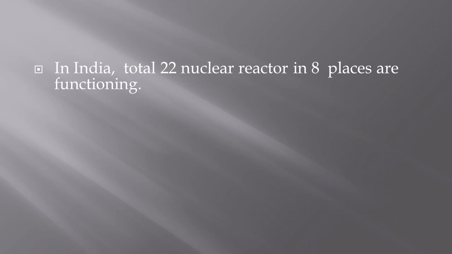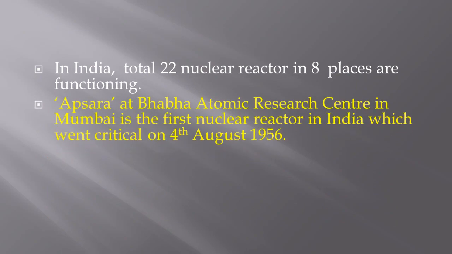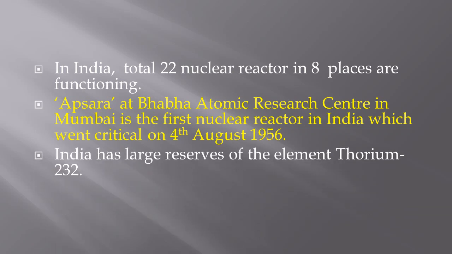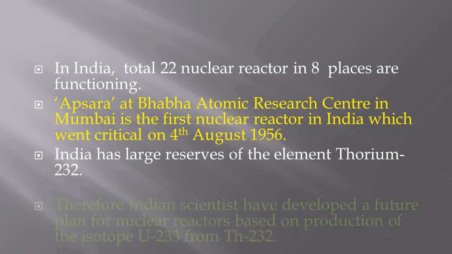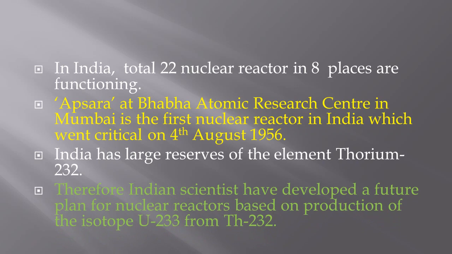In India, a total of 22 nuclear reactors in 8 places are functioning. Apsara at the Bhabha Atomic Research Center in Mumbai is the first nuclear reactor in India, which went critical on 4th August 1956. India has large reserves of the element thorium-232. Therefore, Indian scientists have developed a future plan for nuclear reactors based on production of the isotope uranium-233 from thorium-232.